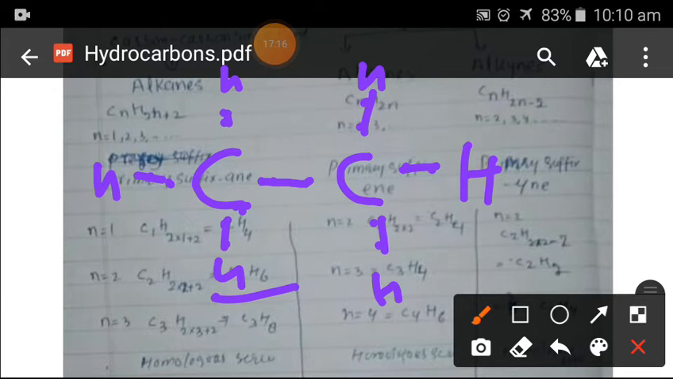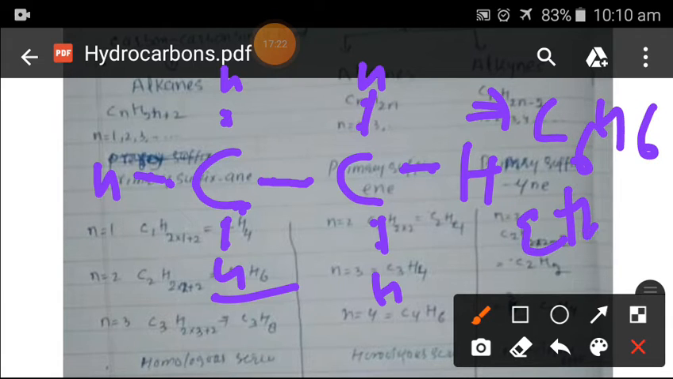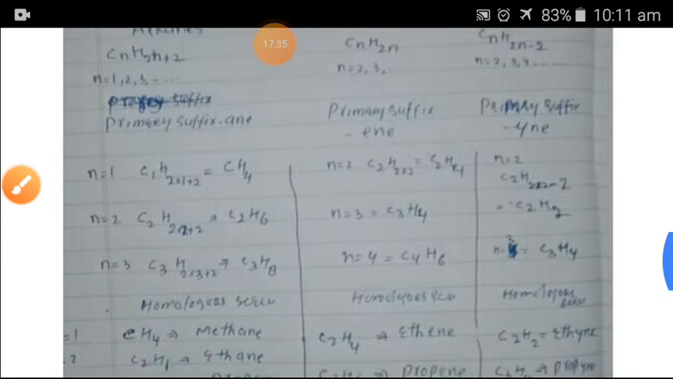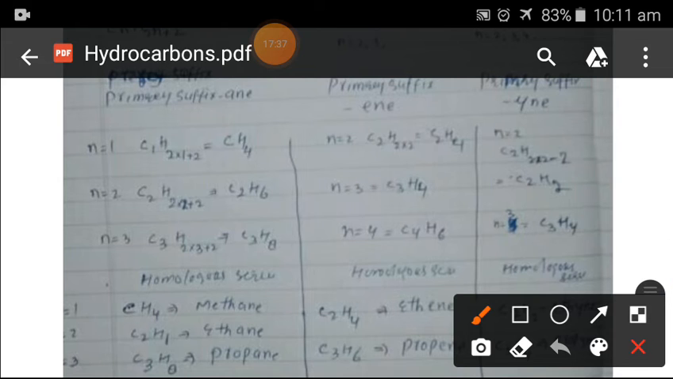So in this case the molecule will be C2H6, that is called ethane. Clear? Because there is no carbon-carbon double bond. Clear? So this is the structure of the ethane molecule. Similarly you will write the structure of propane. How many carbon atoms are there? There are 3 carbon atoms.